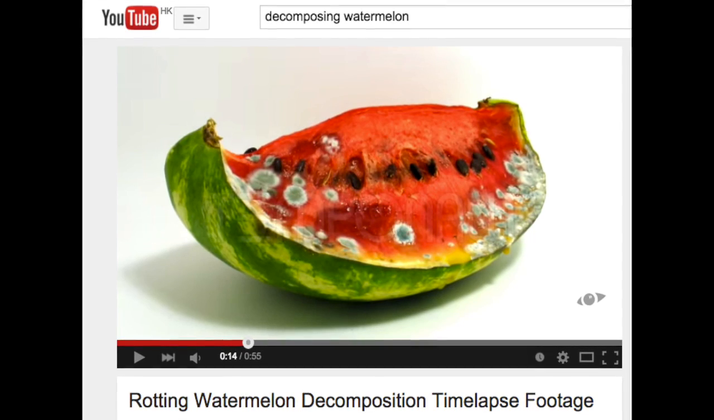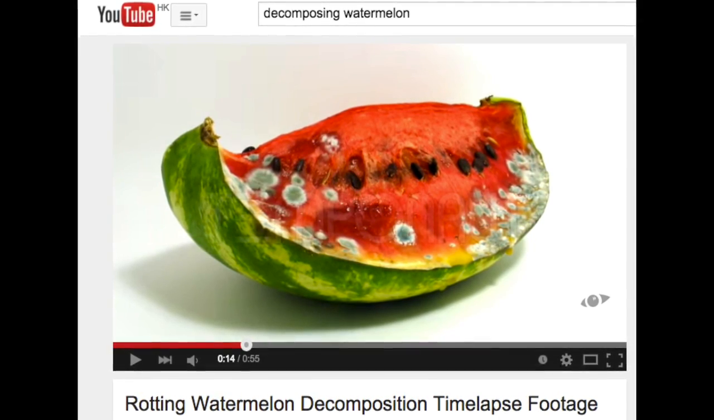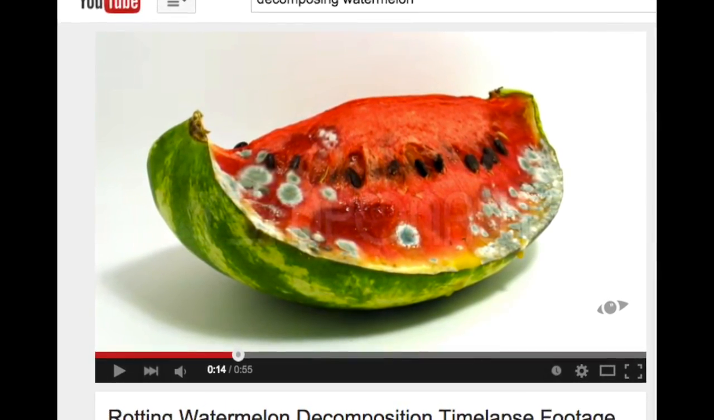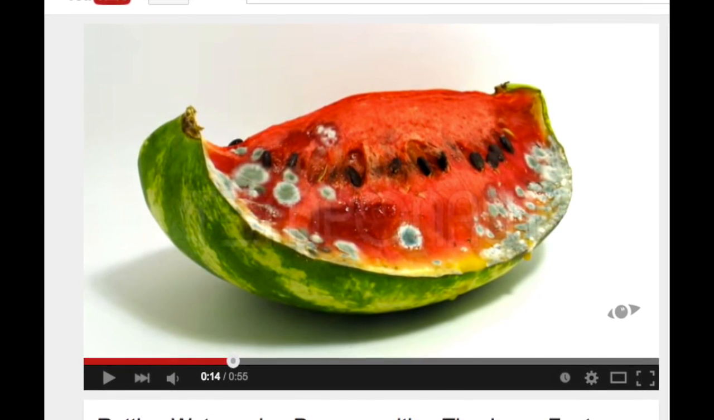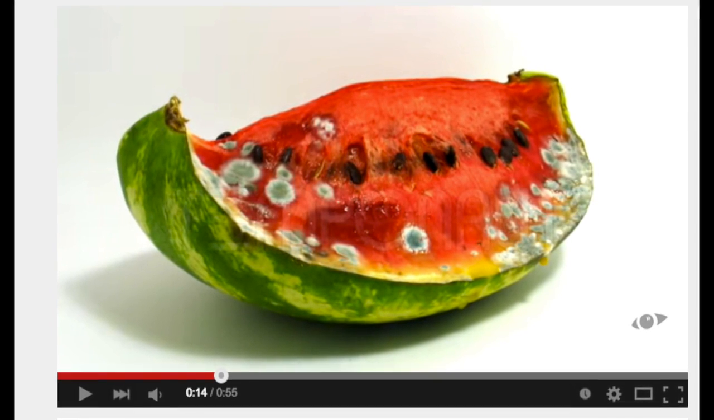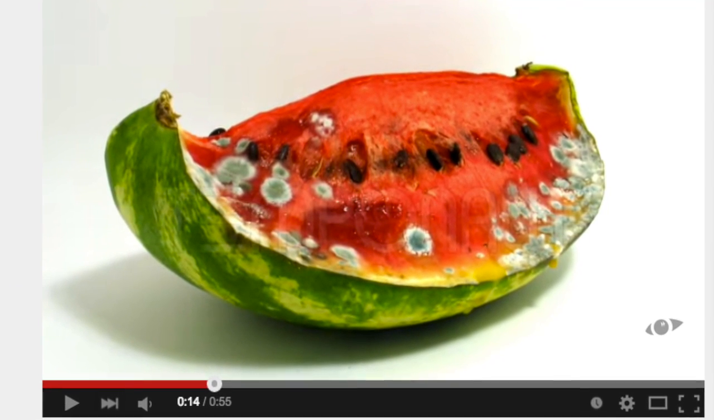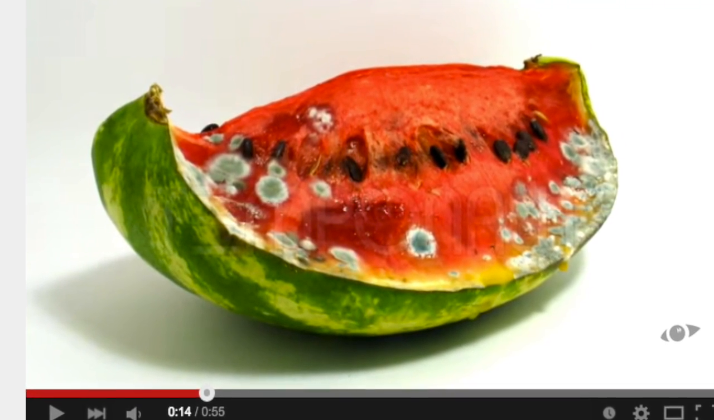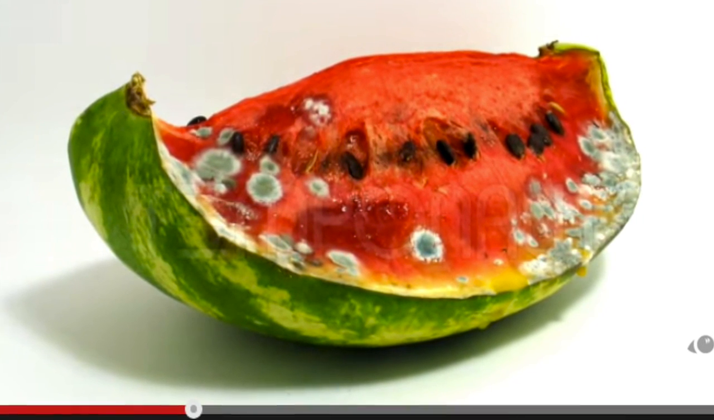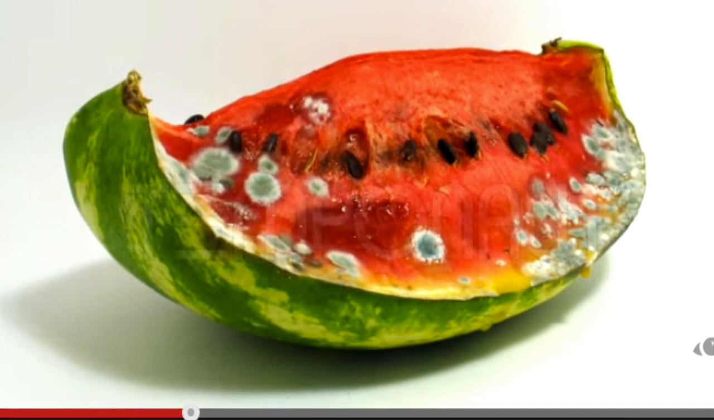Before beginning the decomposition experiment, I wanted students to form hypotheses in response to the question, what will happen to the fruits and vegetables in our decomposition experiment? What factors affect the rate of decomposition? In order to activate prior knowledge, I had students watch a time-lapse video of a slice of watermelon decomposing over time. We watched it twice. The first time, students simply watched, and the second time, they made observations about what they noticed.